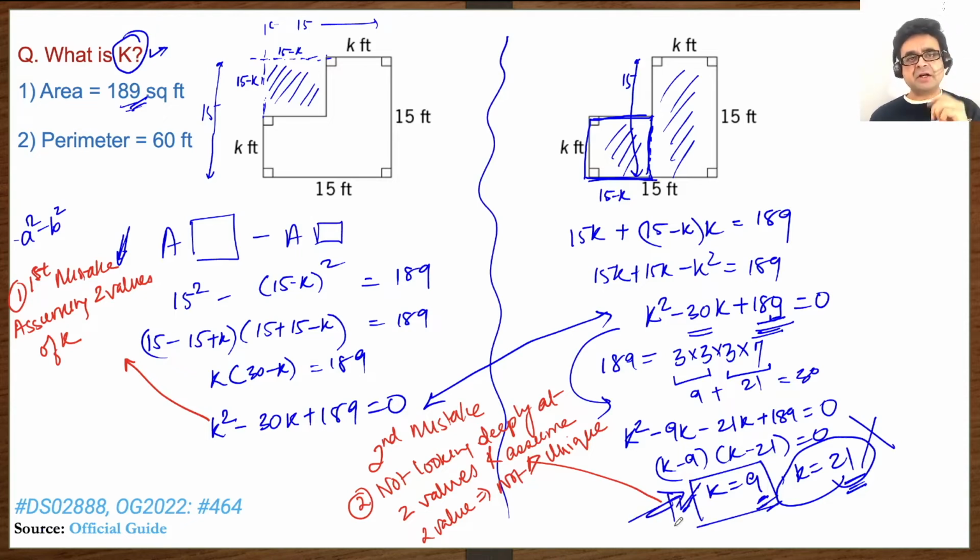Since there is only one realistic value, even though it feels like there are two possible values of k, all we know is that there are two possible solutions for this k, but only one possible value of k, and that is k equal to 9. Hence, statement 1 is sufficient to answer the question because you have only one value.